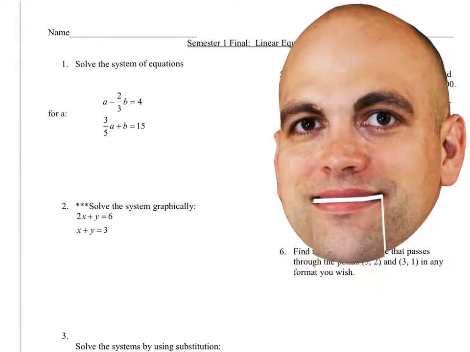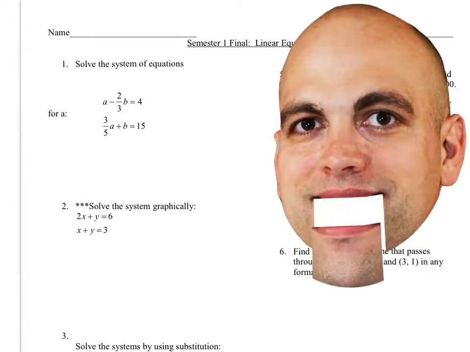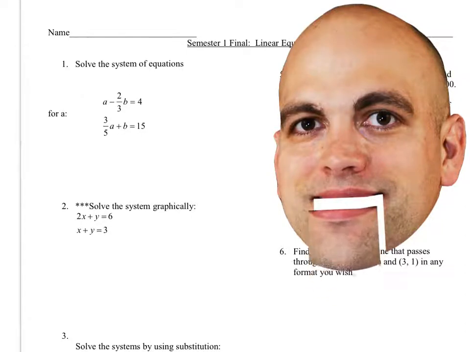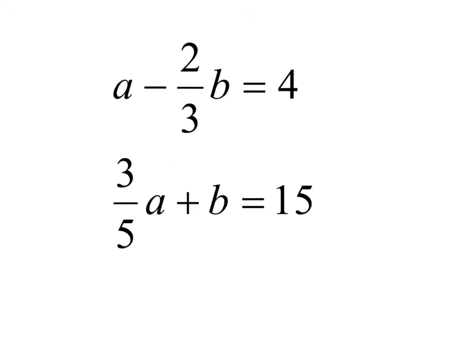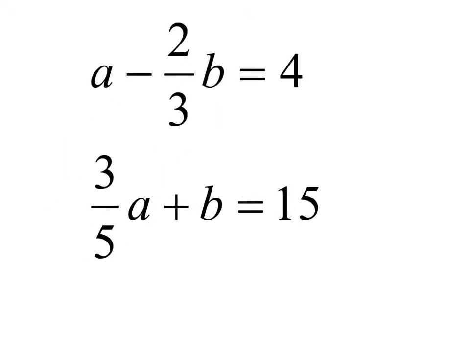Let's review together for the upcoming algebra final, and we're going to start with question number 1, where we're going to be solving for the system of equations. Now, this one can be a little bit tricky because when we're looking at these two linear equations, I notice that we've got two variables, of course, a and b, and I also notice that we've got two fractions, and that's going to be a little bit challenging.